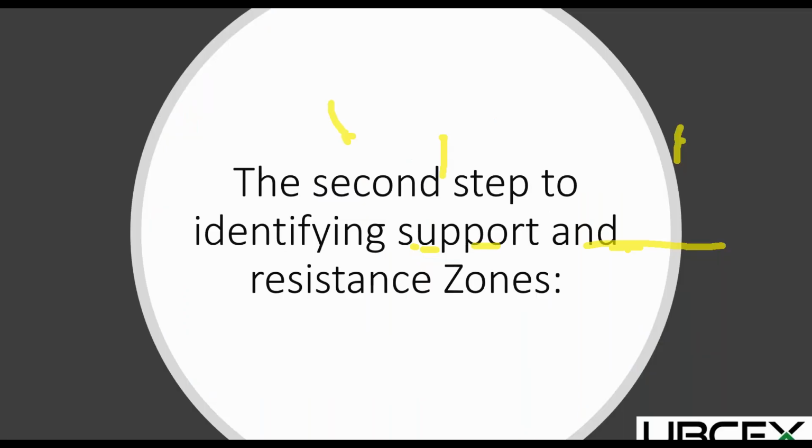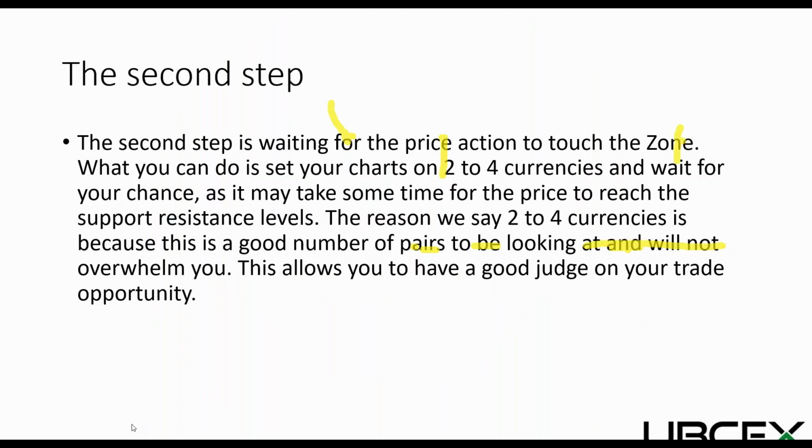The second step to identifying support and resistance zones is waiting for price action to touch the zone. What you can do is set your charts on 2 or 4 currencies and wait for your chance, as it may take some time for the price to reach the support and resistance levels. This is why we say 2 to 4 currencies: it's a good number of pairs to be looking at and will not overwhelm you.